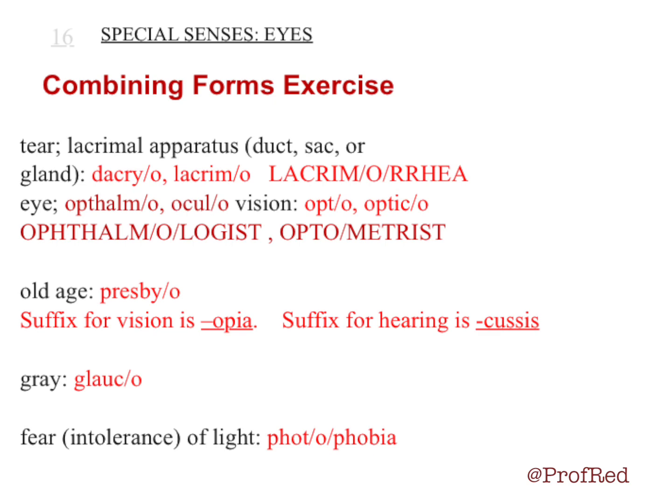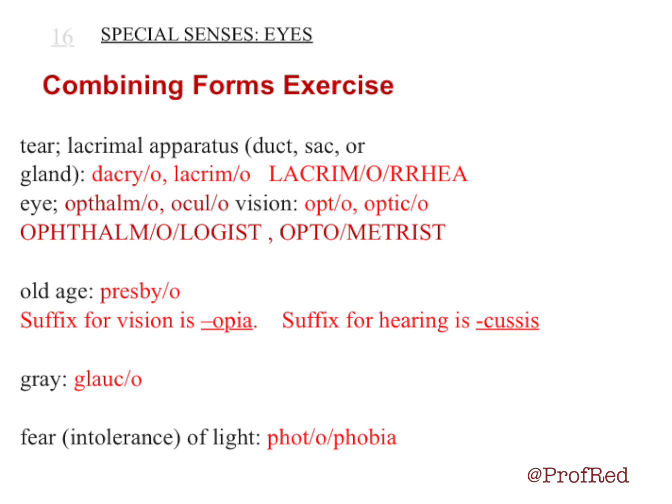We had our first slide, we said eye is ophthalmo and oculo. You will also see opto and optico, but that's not necessarily eye. Those are the combining forms for vision. We have a couple of examples here. Ophthalmologist, that's your eye doctor, specialist of the eye. Optometrist is also a specialist of the eye. And then you have your optometrist, which is the specialist for vision.